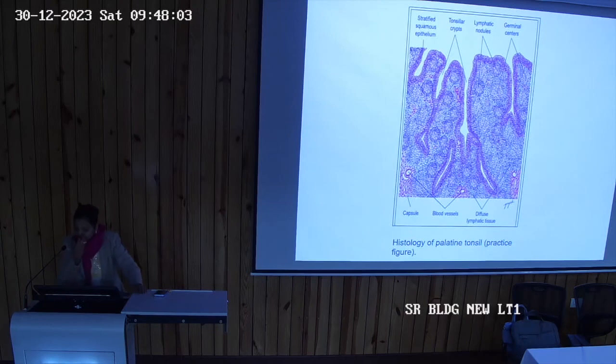Tonsil, what type of tissue is it? Secondary lymphoid organ. Then what are the key features here in the histology? It has non-keratinized stratified squamous epithelium. Then it has tonsillar crypts. What are the tonsillar crypts? Basically invaginations of the epithelium of the tonsils. These are again lined by the non-keratinized stratified squamous epithelium. Now below the epithelium there is the presence of circularly arranged lymphatic follicles.